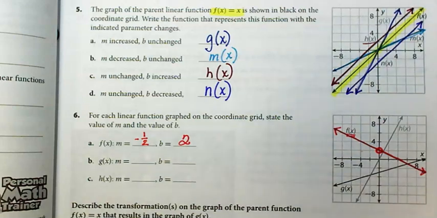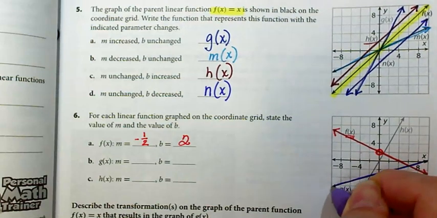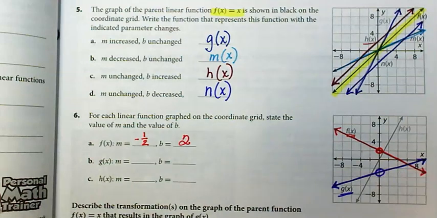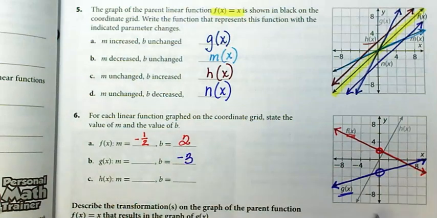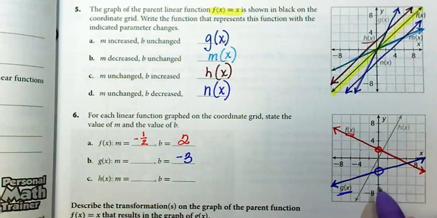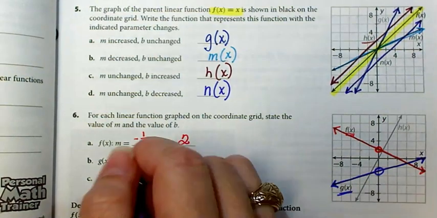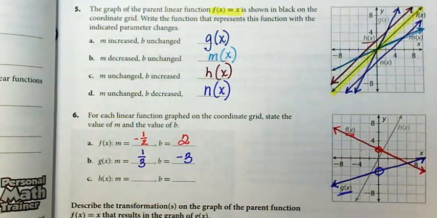G of x is next, and that's this line. It appears to be going through a y-intercept of negative 3, because remember the grid lines are going by 2. And it appears to have a slope of up 1 and over 4, maybe? Or up 1 and over 3, let me see. Yeah, up 1 and over 3. So 1/3 is the slope, and y-intercept is negative 3.